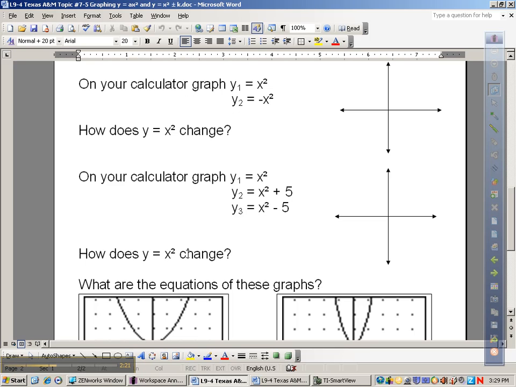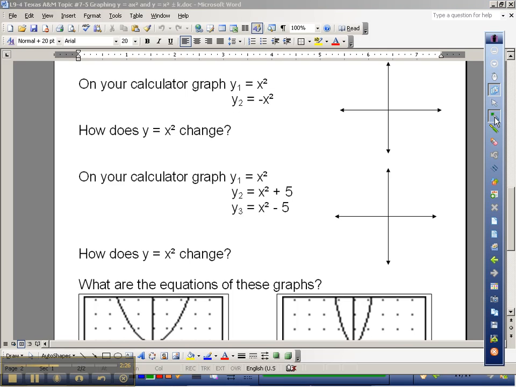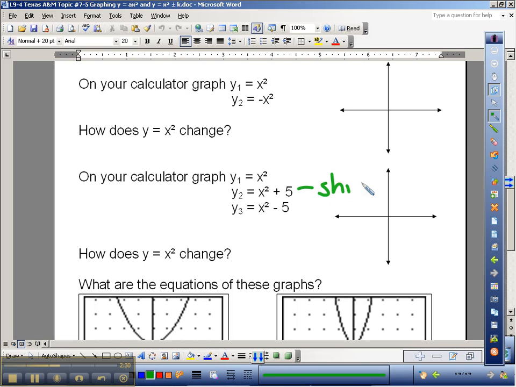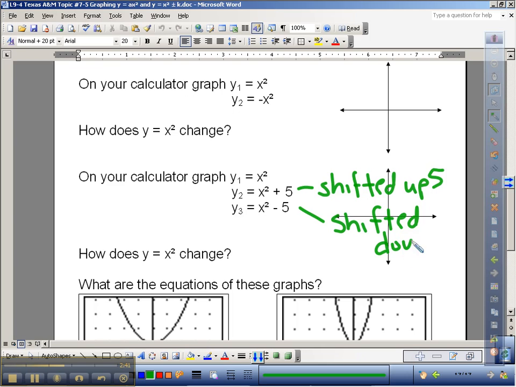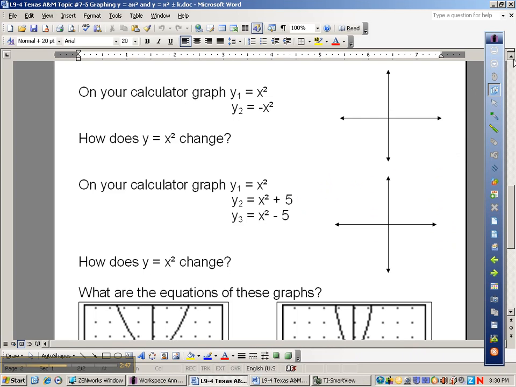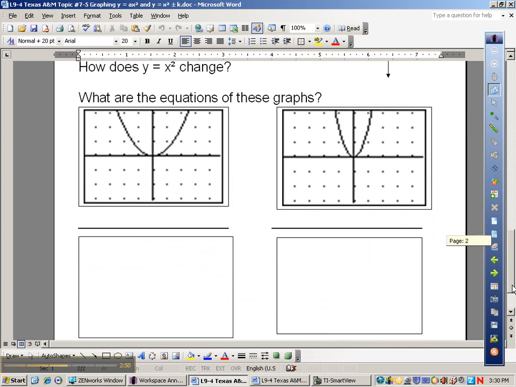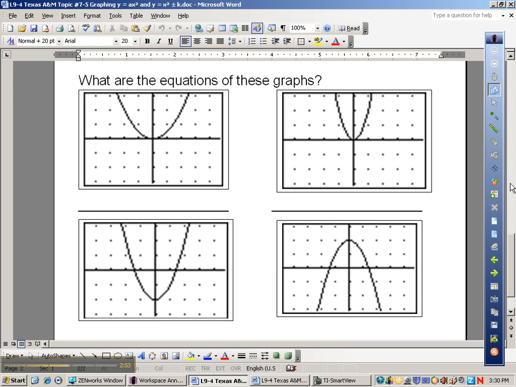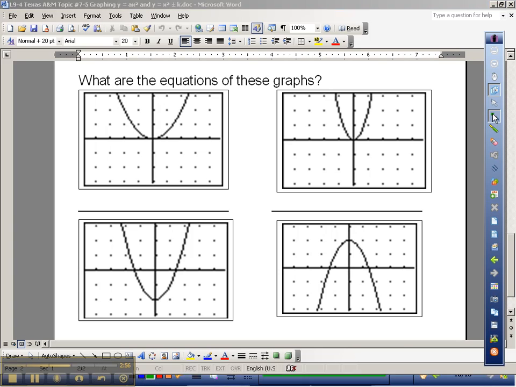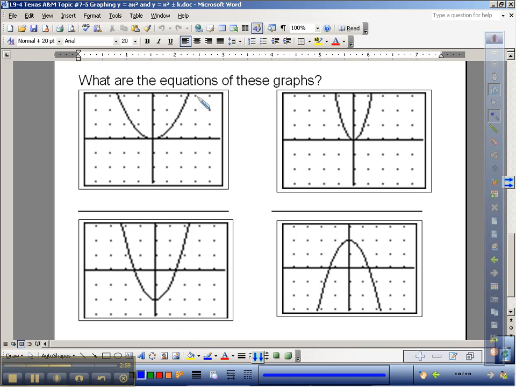So how does y equals x² change? Let me grab a pen. Right here, this one shifted up 5. That one there shifted down 5. All right. Let's take a look at these down here at the very bottom of the page. They say, what are the equations for these graphs? Get my pen here. Switch it to blue. Okay, I know my parent function is y equals x².